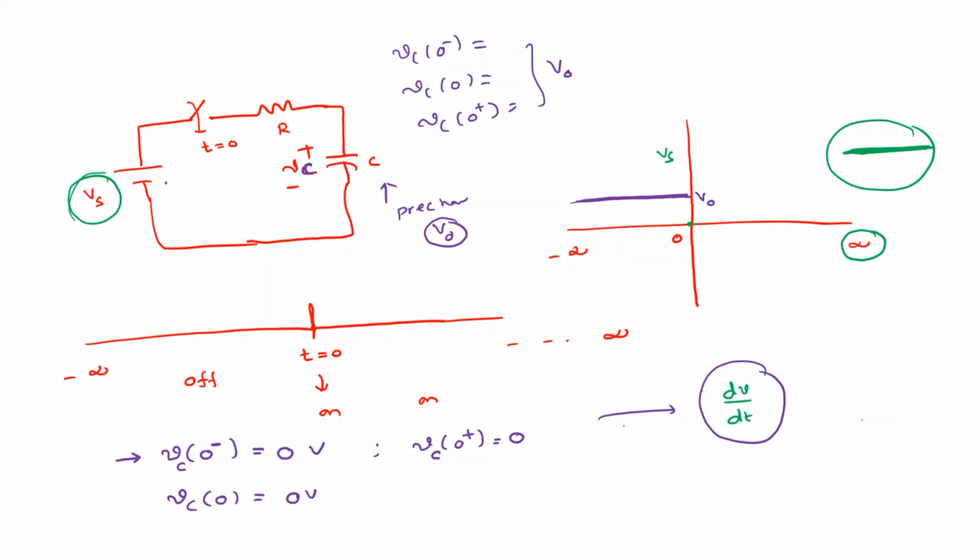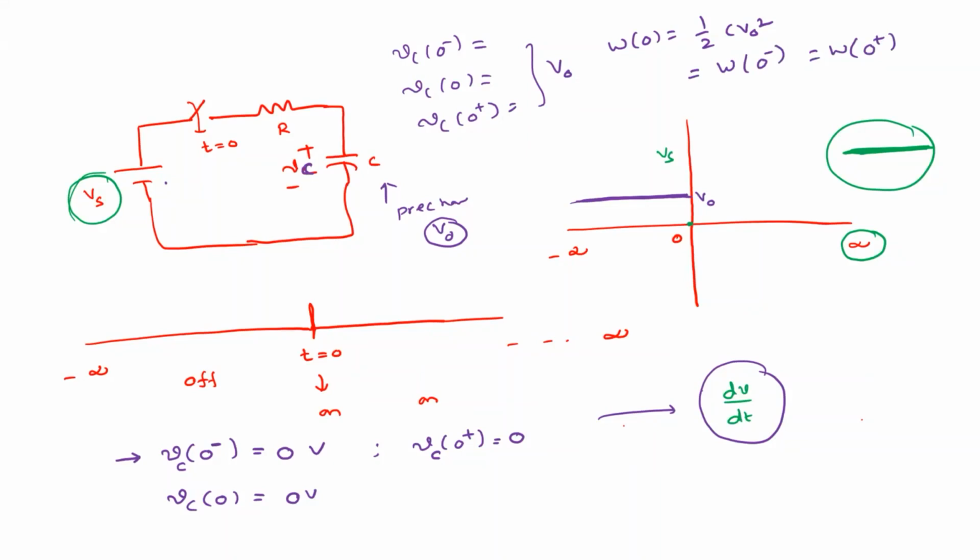Whatever energy or voltage is stored in the capacitor is retained at the 0 minus instant, 0 instant, or 0 plus instant. The stored energy is also one half C V0 squared, right? Agree? So this is also equal to W0 minus, and equal to W0 plus.